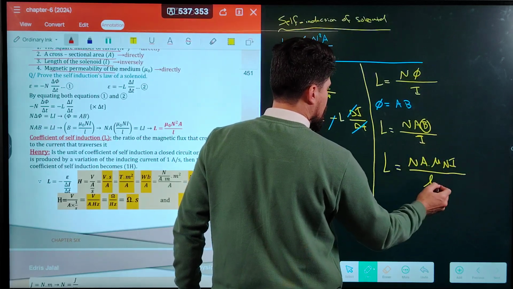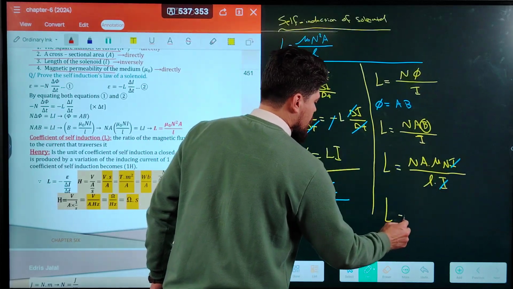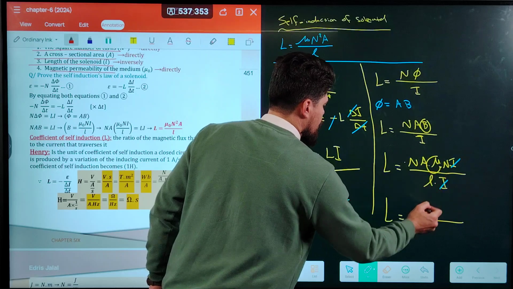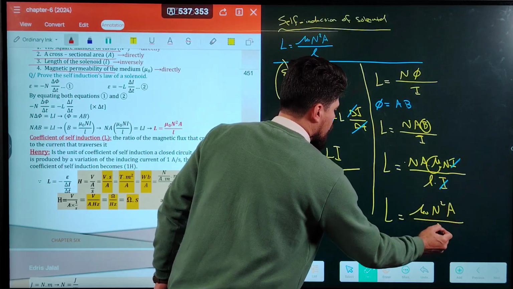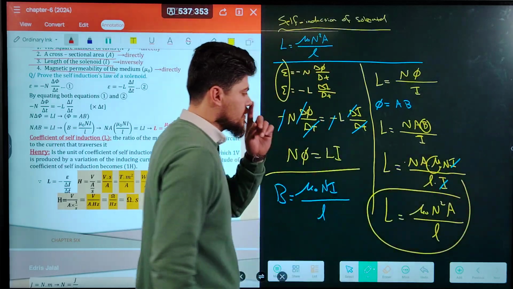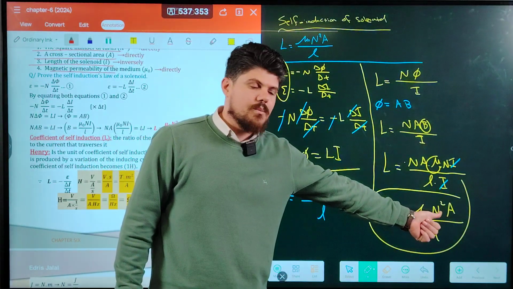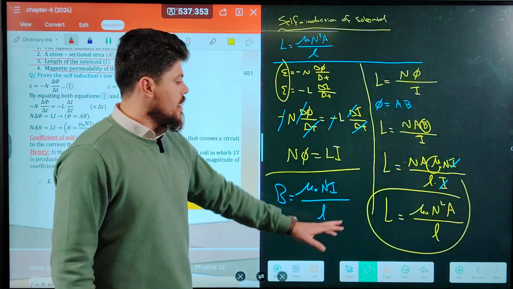And what do we have in the denominator? We have I. I with I cancel. What does remain? N times N, N square. Mu remains. A over L. The coefficient of self-induction depends on the permeability, the square of the number of turns, the area of the solenoid, and the length of the solenoid.